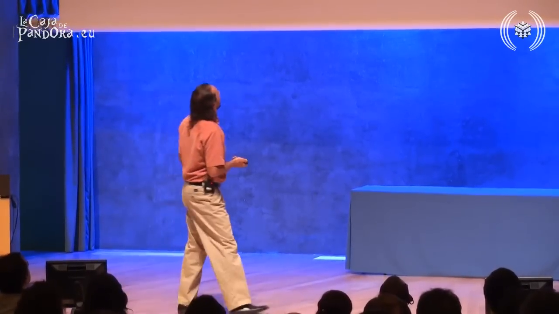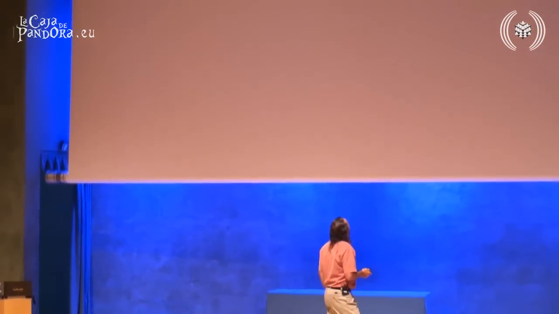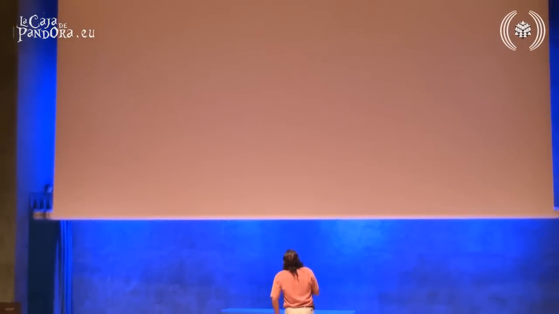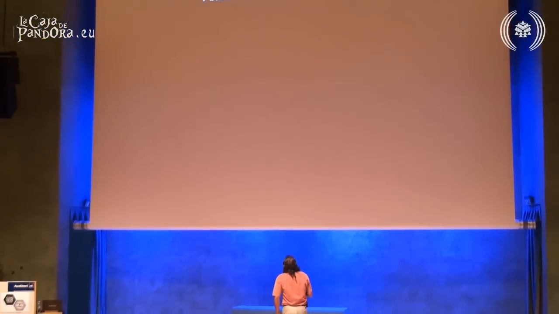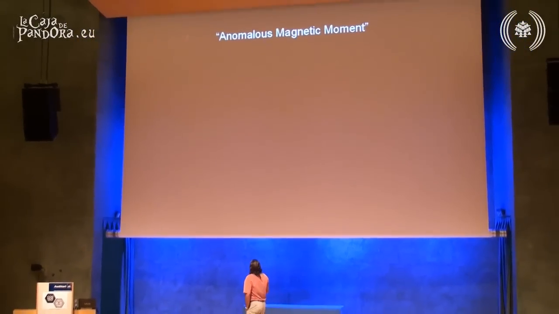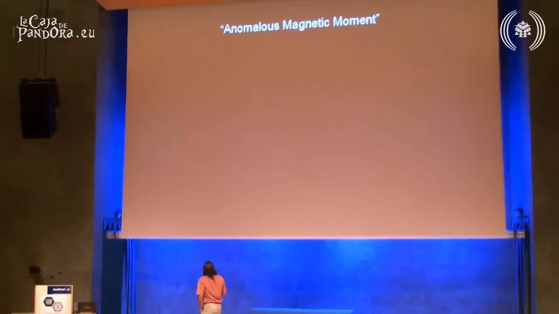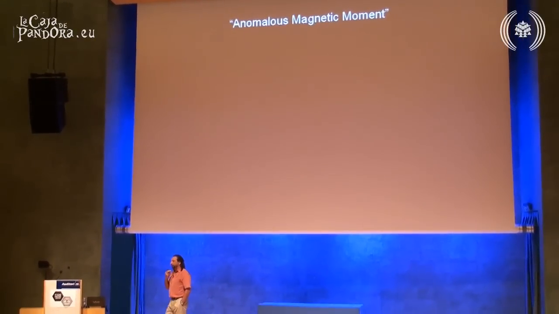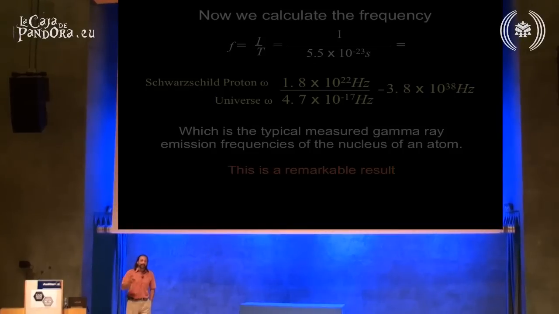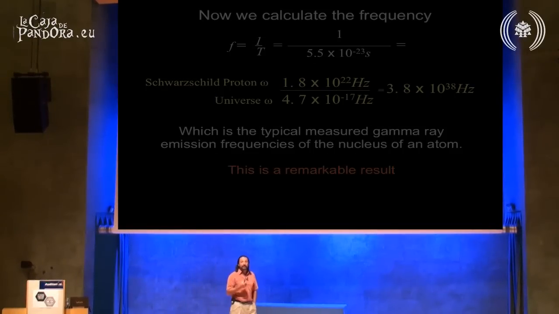Now, there's another calculation we could do with this model. And that is to calculate the anomalous magnetic moment. The anomalous magnetic moment is called that way because in quantum theory, it's called anomalous because they don't know where the magnetic moment of the atom came from.